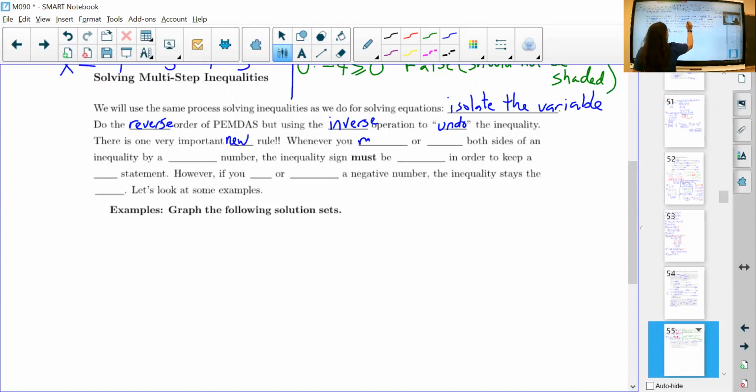Whenever you multiply or divide both sides by a negative number, only for negative numbers and only for multiplication and division, then you flip the inequality sign. It must be flipped in order to keep a true statement. However, if you add or subtract a negative number, it just stays the same.